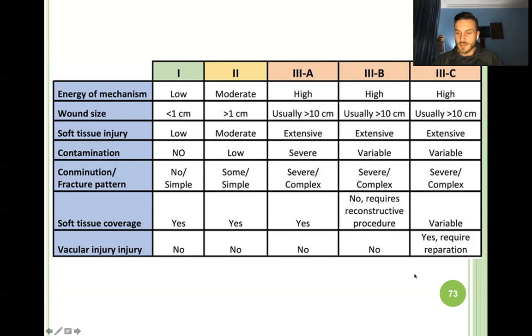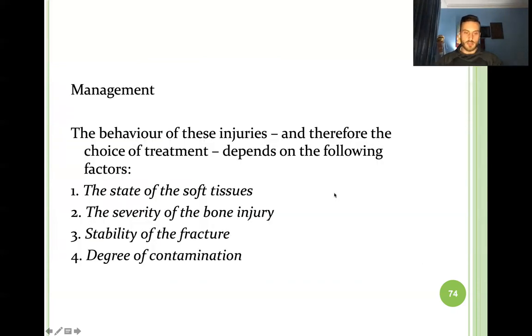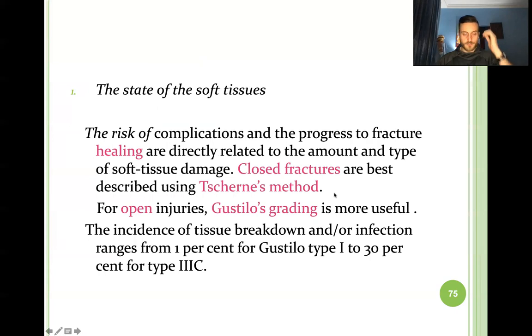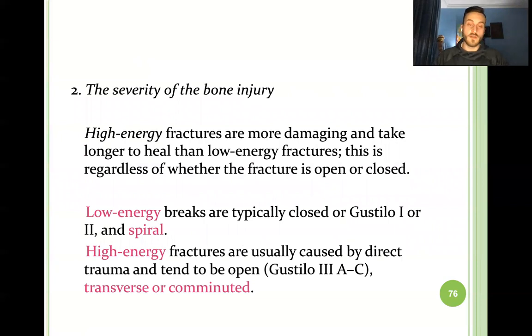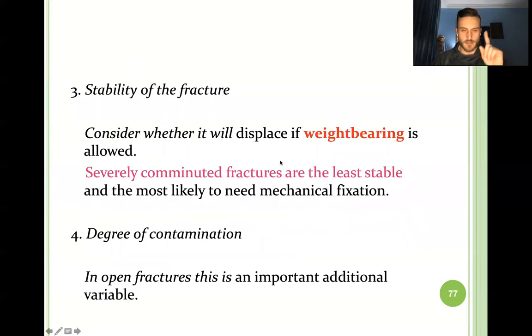Type C means you have vascular injury. So if you get vascular injury, this is immediately Gustilo type 3. So keep in mind, this is the Gustilo or Tscherne classification, okay? And if it's an open fracture, antibiotics, you can put an external fixator, debridement, antitetanus, and observe the patient until the soft tissue gets better so you can go and fix your fracture. Don't fix an open fracture which is dirty until it's clean.